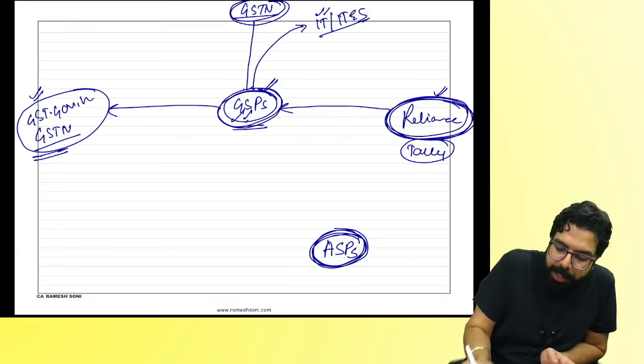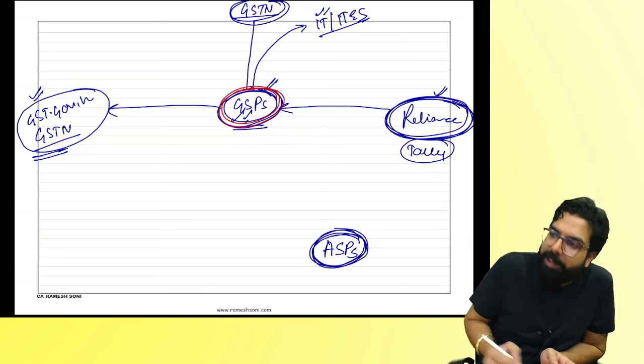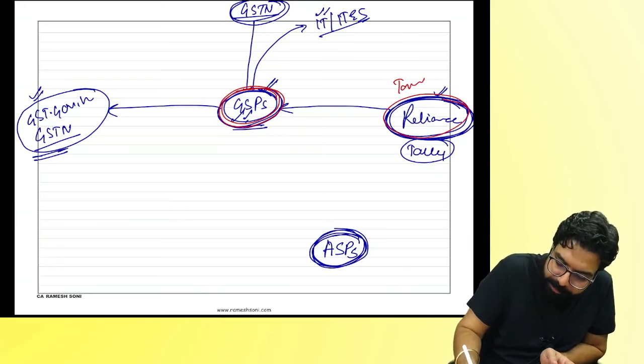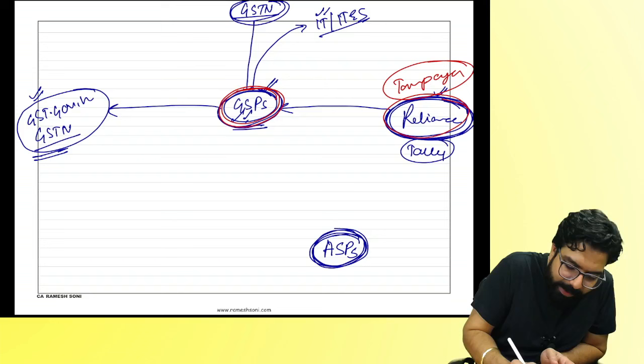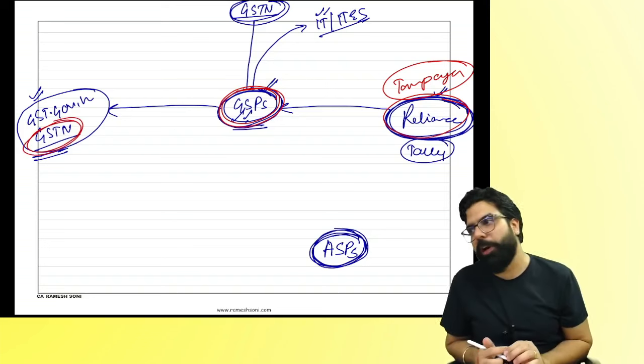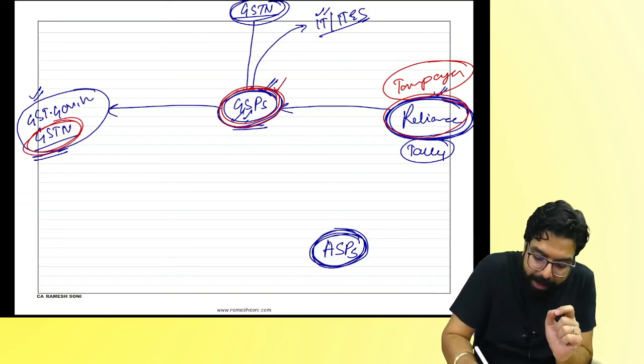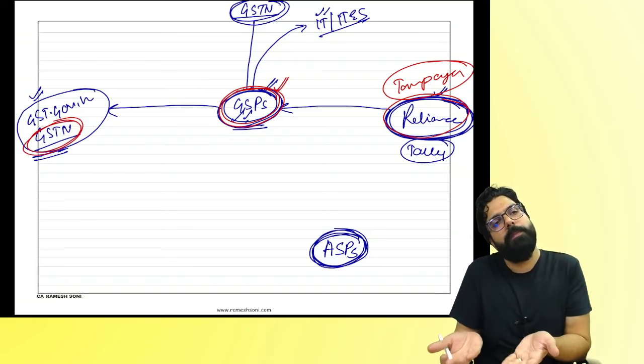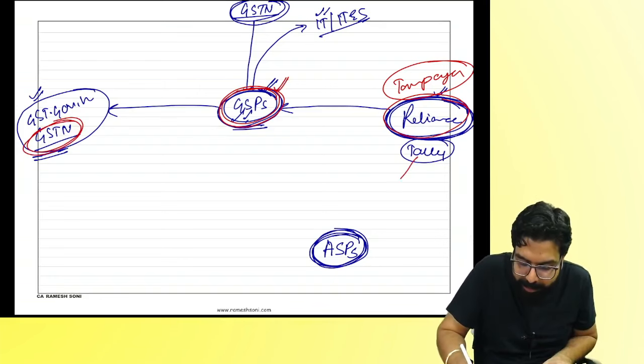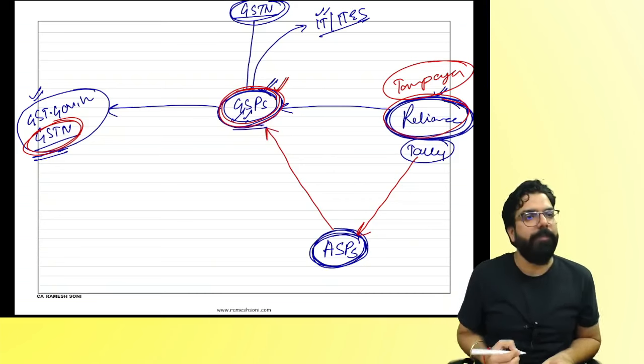So basically, if I talk about a GSP, GSP is a link between the taxpayer, which is Reliance, and the GSTN, where the details have to be uploaded. Whenever GSP can't go ahead and develop the software, it can take the help of ASP. So ASP basically acts as a link between the taxpayer and the GSP.